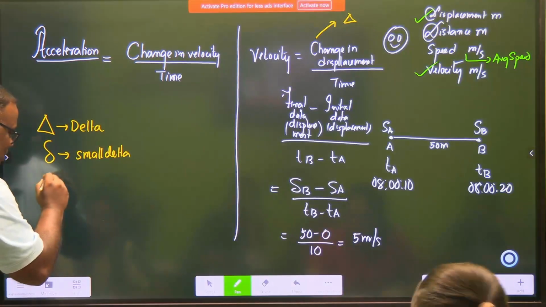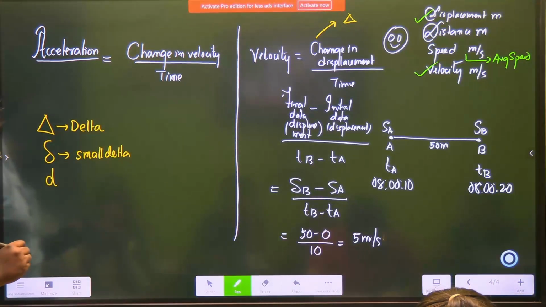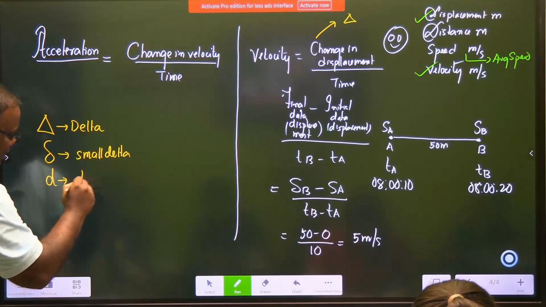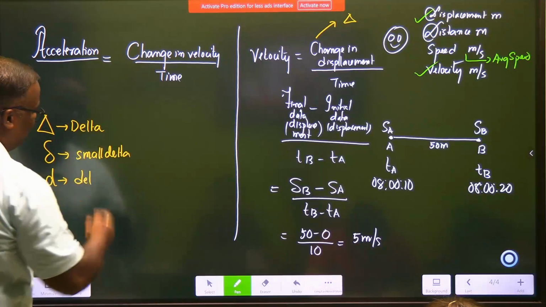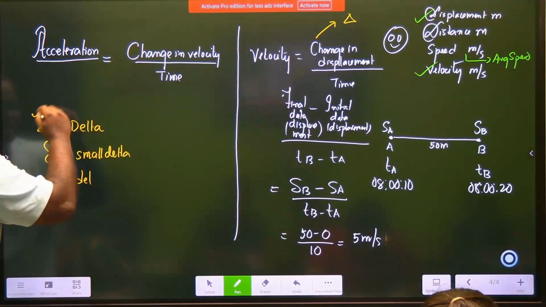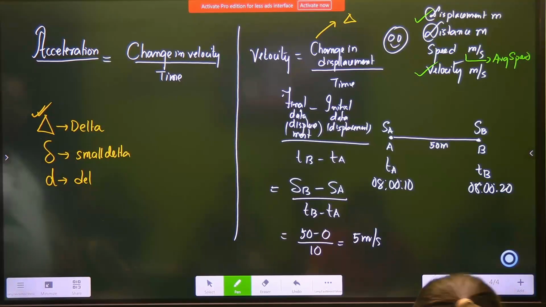And in 11, you'll study something called dy by dx and d. This is called del. This is even smaller than delta. We read it as del. We will deal with this a lot in grade 9. Capital one is known as delta.